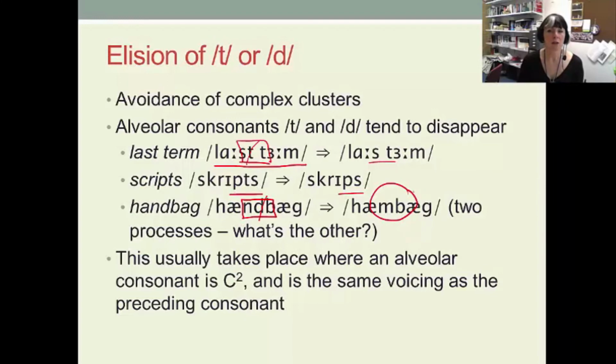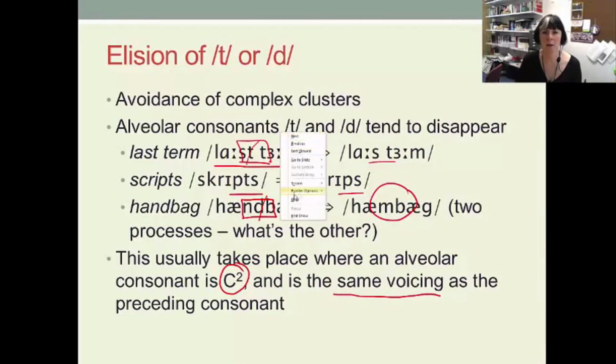Now, this does mean that we've ended up with a loss of contrast. Are we talking here about a bag for ham, or are we talking about the thing that ladies keep their bits and bobs in? Of course, we can work out from context which one it is. Where does this happen then? It usually takes place where an alveolar consonant is the second one and is the same voicing as the preceding consonant. Let's go back and have a look in a bit more detail at these examples then.